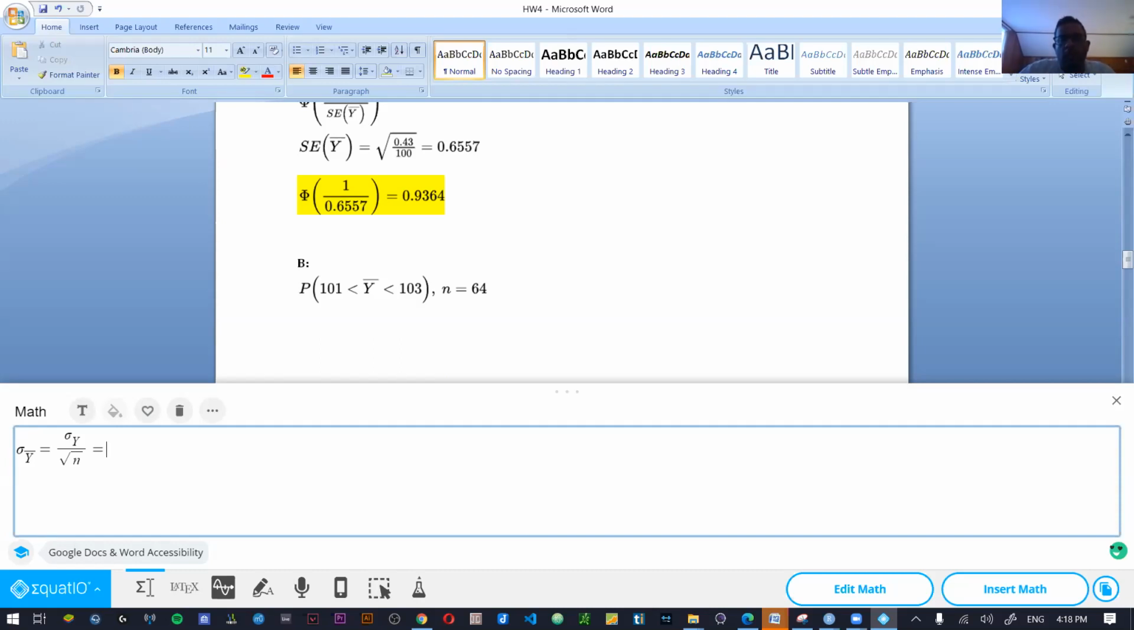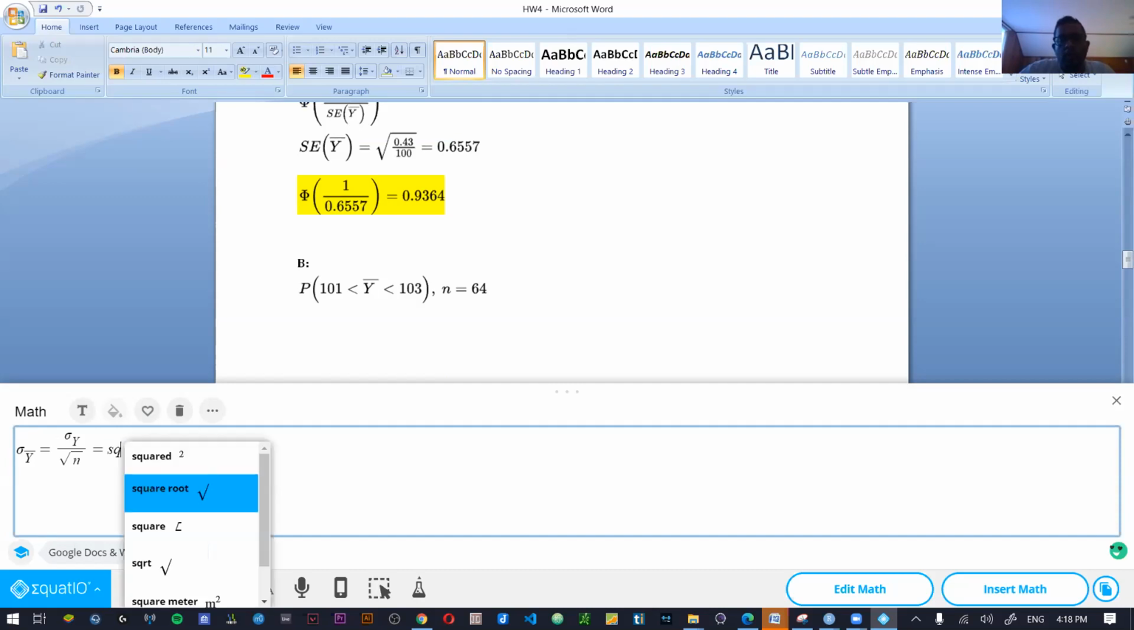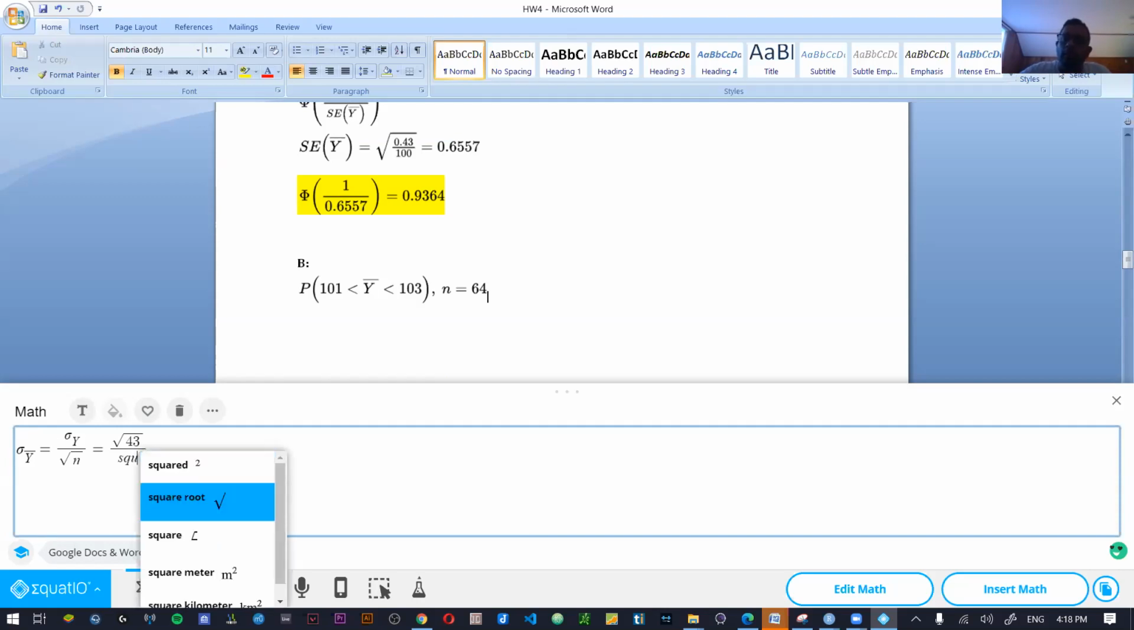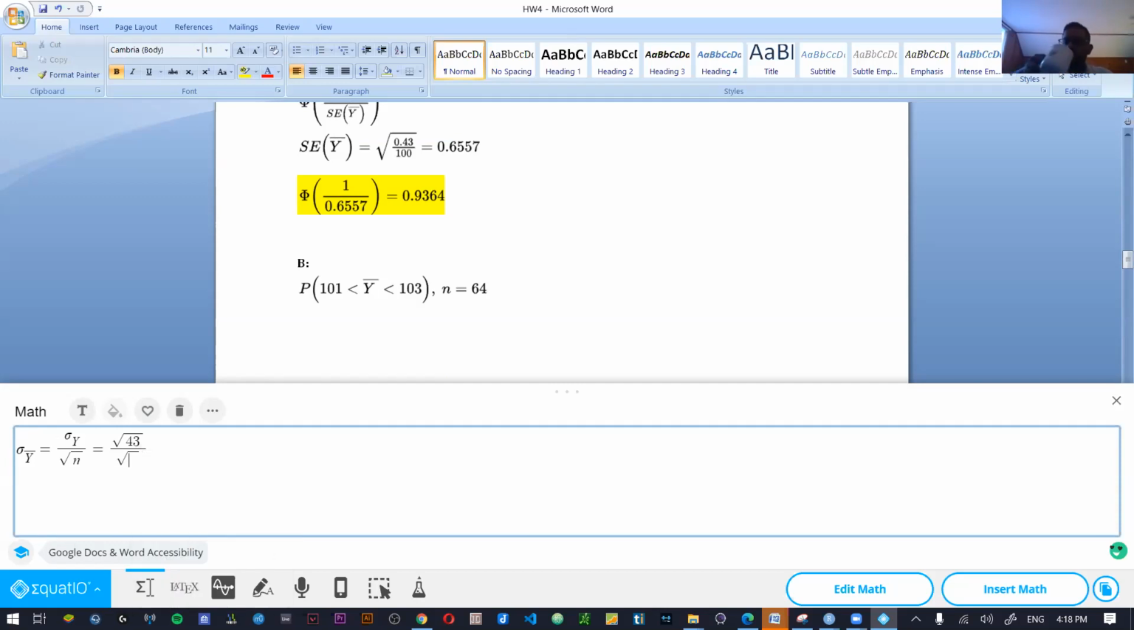But in this case, it would be the square root of 43, which is the, what is it called? The square root of the variance, right? Right. So the way that I do it, I do 43 over 64, then do the square root of that output. Yeah, I'm actually doing it in this way just to show you that you do the square root.